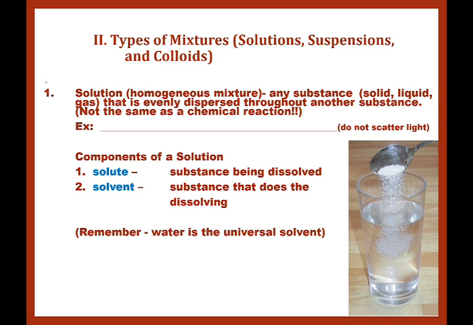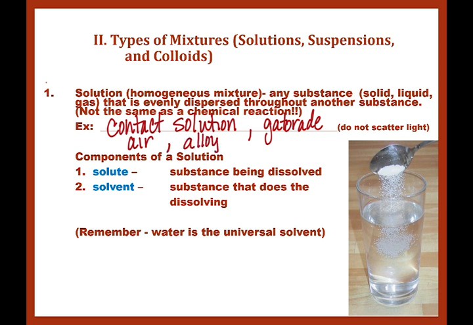Okay. When we have our types of mixtures, solutions, of course, we said are homogeneous mixtures, and they are evenly dispersed, and they are not the same as a chemical reaction, so keep that in mind. Some examples of a solution are, well, let's just go with contact solution. That would be an example. Another example would be Gatorade. It's something that looks the same throughout. And then, of course, keep in mind that there are not just solids and liquids. There's also air. It would be a solution. And even alloys. Remember, that is metals that are a homogeneous mixture.